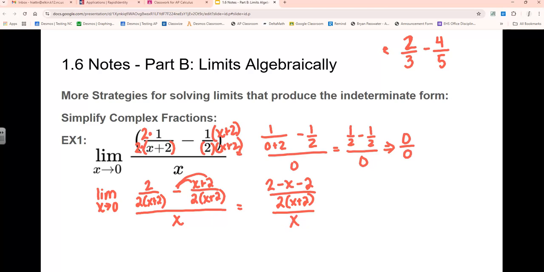Also, what have I done wrong? I left off that limit notation. I was being lazy.